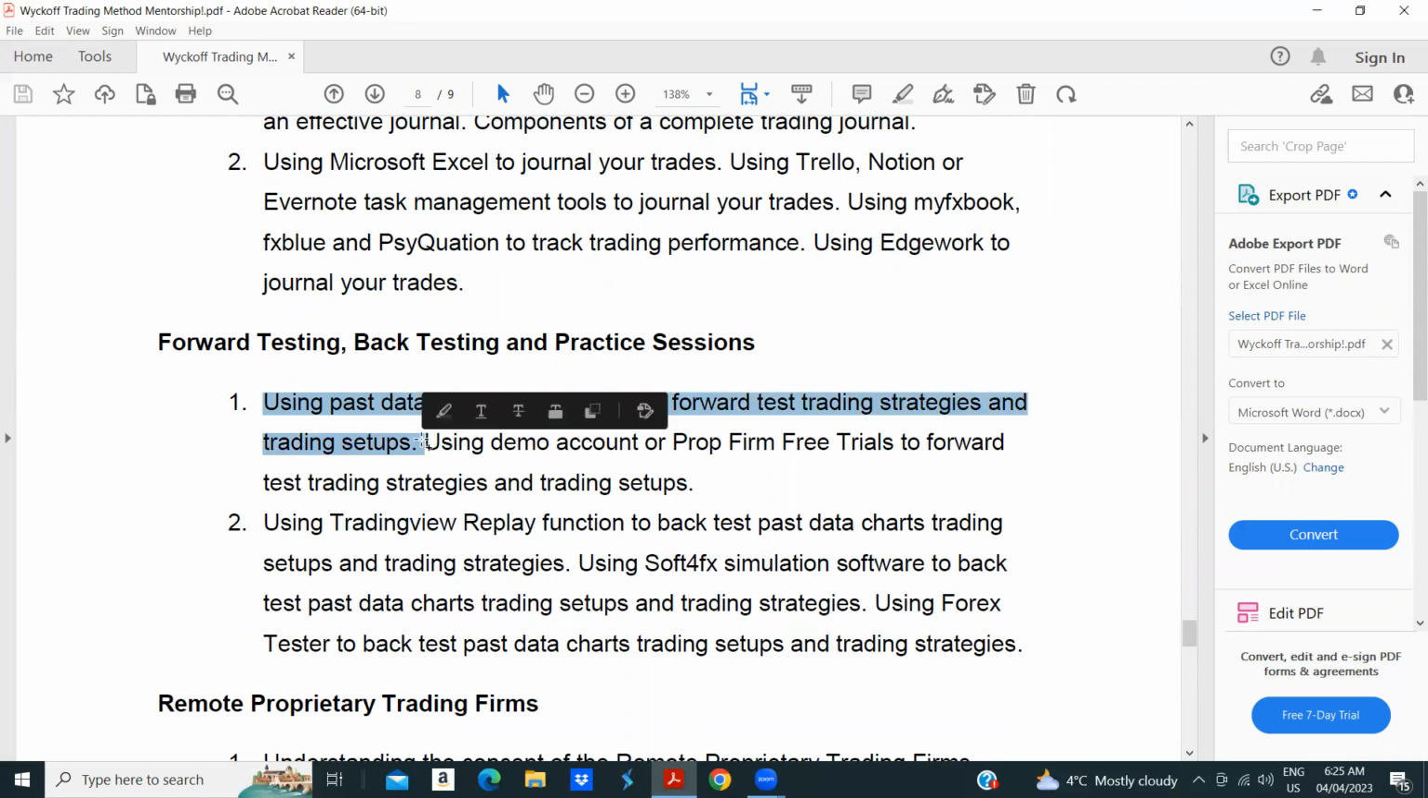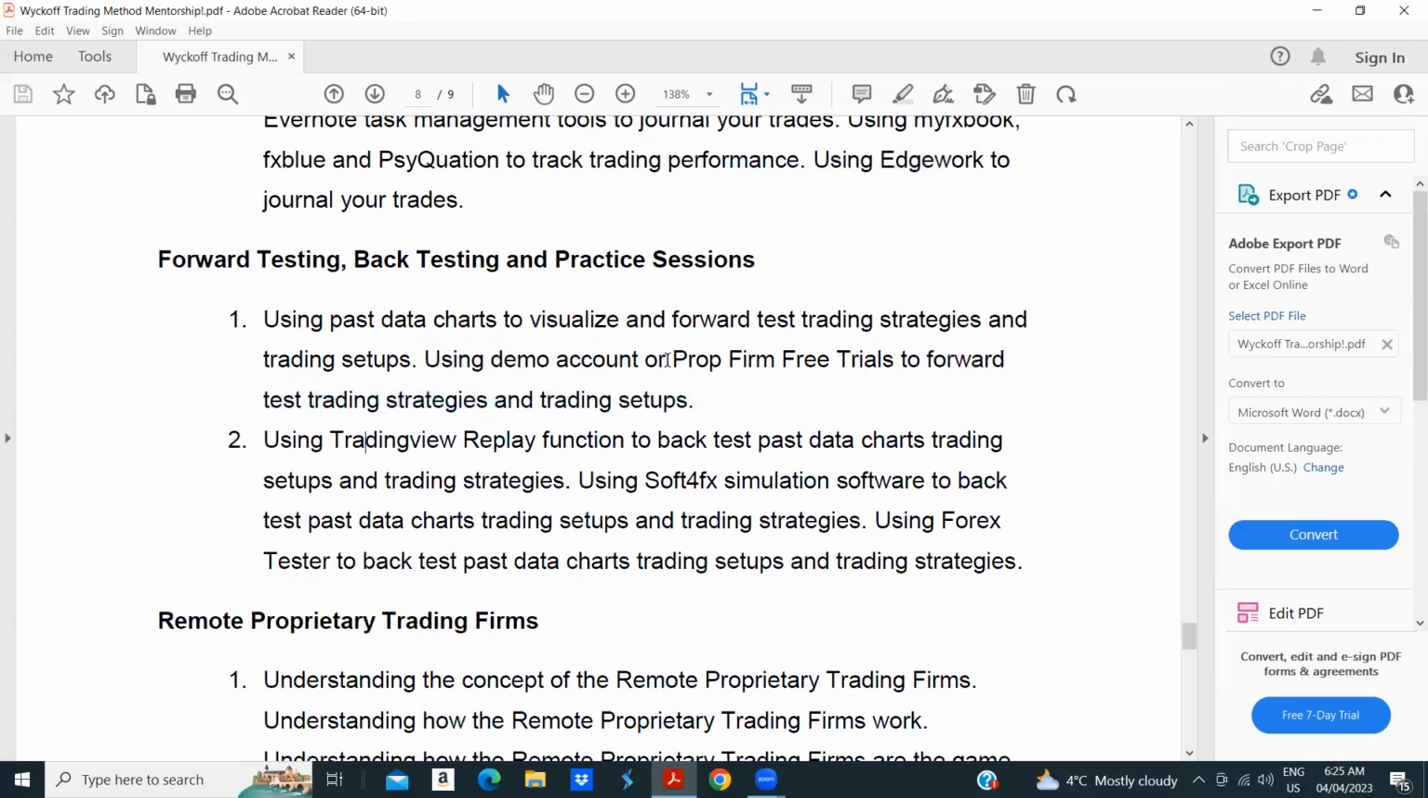We're going to practice them in live mentorship sessions. And then we will use demo accounts or prop firm free trials to forward test trading strategies and trading setups. If you don't know what a prop firm means at this point, you don't have to be curious or confused. I'm going to cover that at the later stages of my mentorship session.